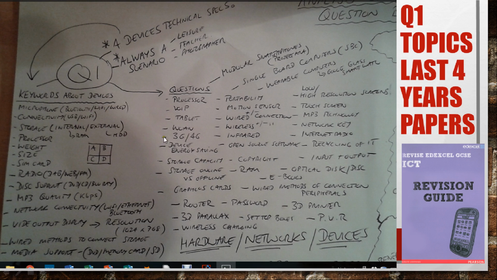So we've got everything from microphone storage to weight of devices, DVD, CD, Blu-ray, MP3 quality, video outputs. What media do they support? 3G, 4G, infrared, wireless, wired, network. It's all of this. So if you don't know what these are, you need to go and find out and start getting some notes together.